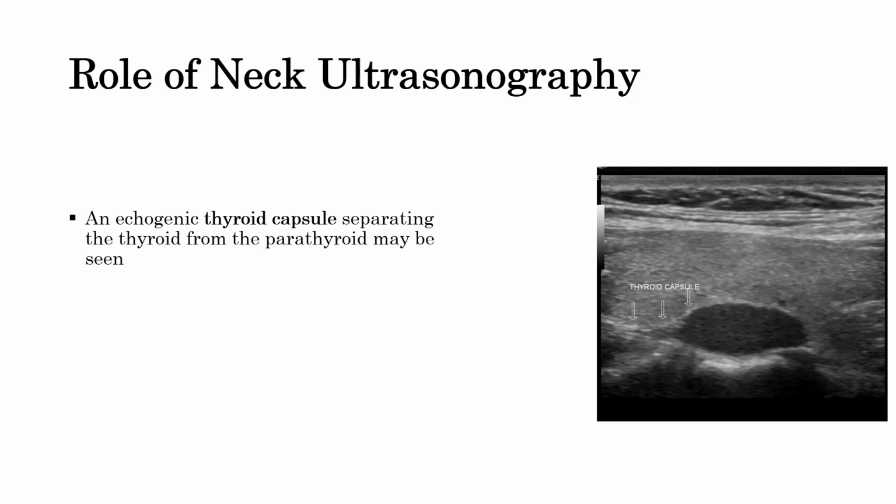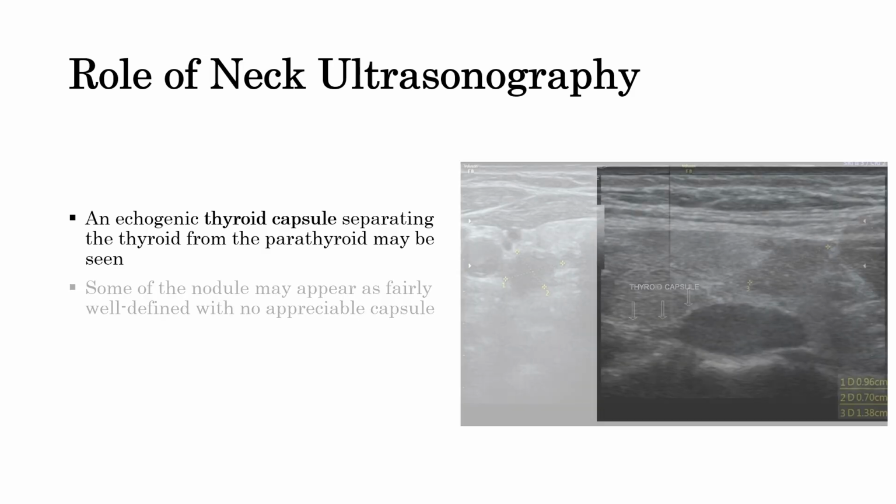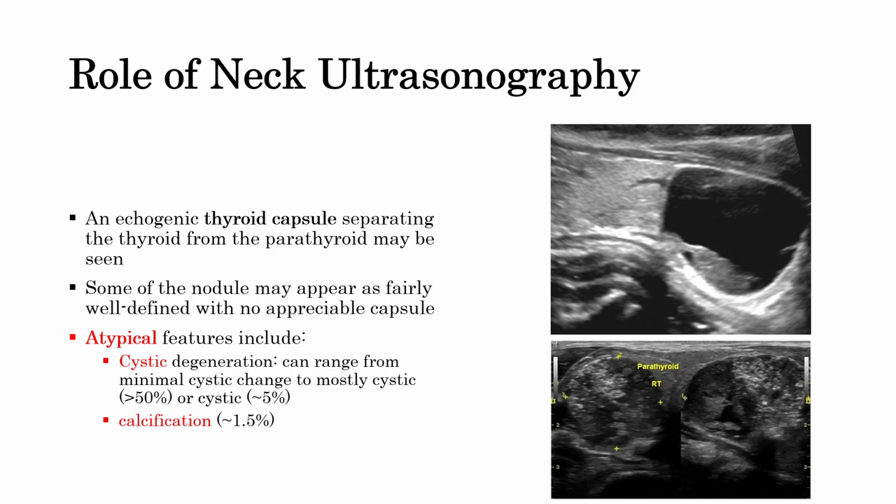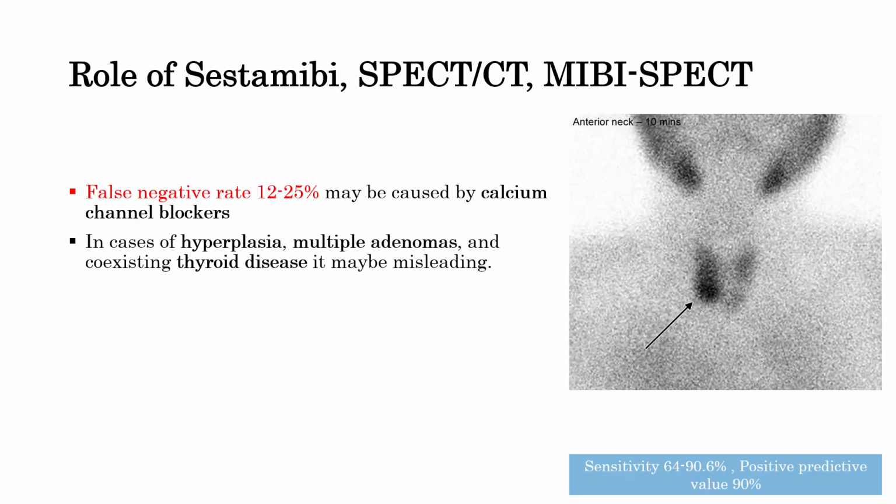So as we said, the thyroid capsule could sometimes be seen and separate the parathyroid from the thyroid. Sometimes it's not seen, like in these patients. There are features that can be seen with parathyroid adenoma, like cystic changes, as in this picture, or calcifications, which are usually rare. Sometimes we can see these features with malignancy, but they are not pathognomonic, so we cannot depend on them to raise suspicion for malignancy.